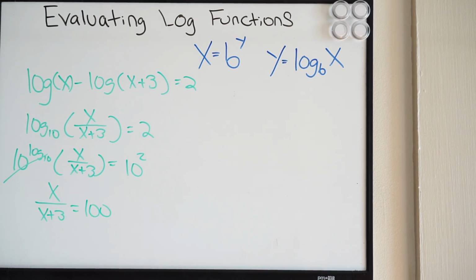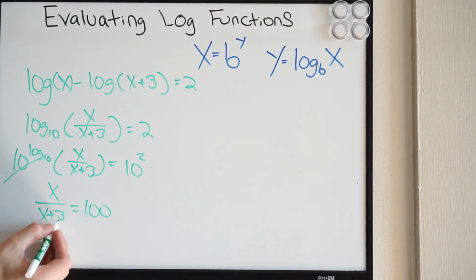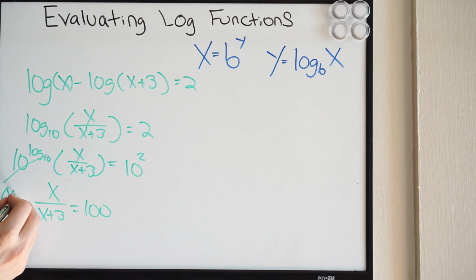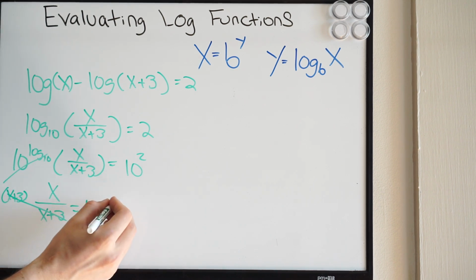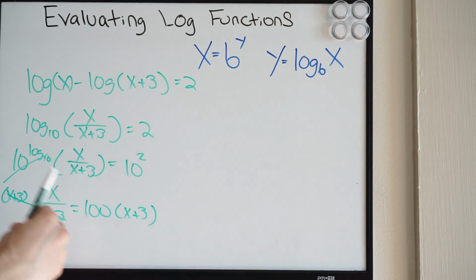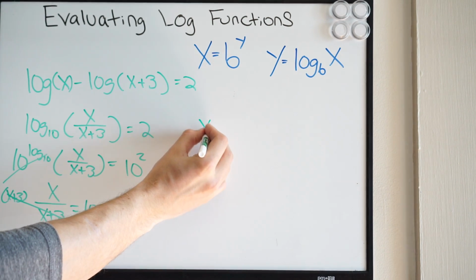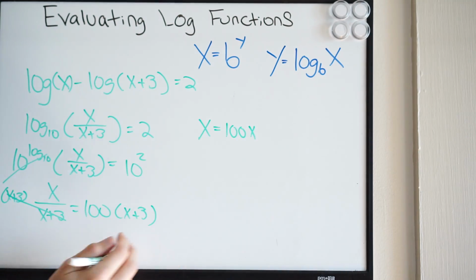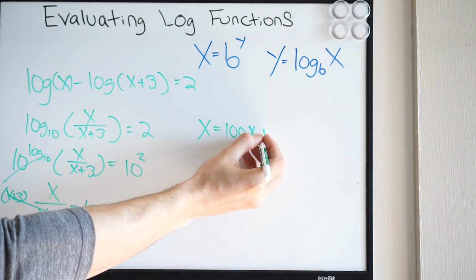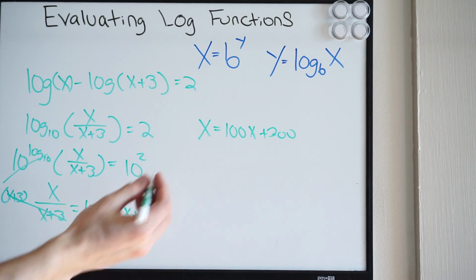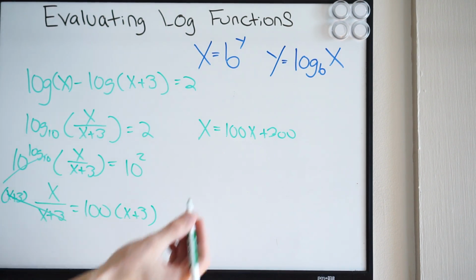All right, almost done. This whole part right here, we're going to multiply both sides by x plus 3, so x plus 3 cancels here. Okay, so moving on, we're going to have x equals 100 times x, which is 100x, and 100 times 3, which is 300. Okay, let's go ahead now and let's subtract 100x on both sides.